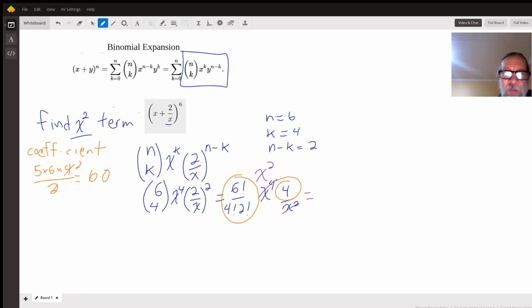And the important thing really is to, I recommend you do the entire expansion and then recognize why it is that you only need that one term.